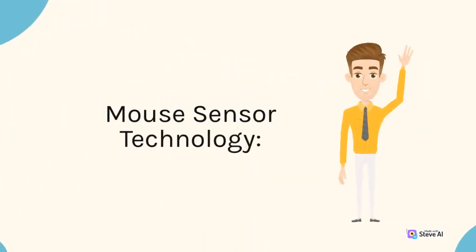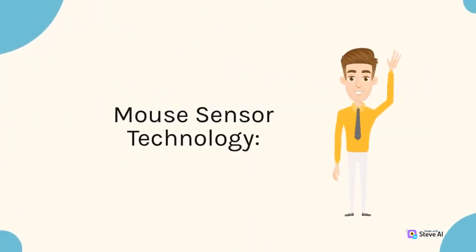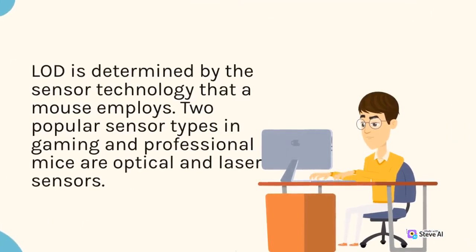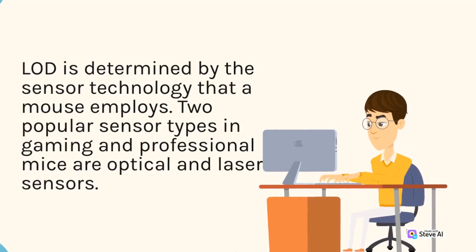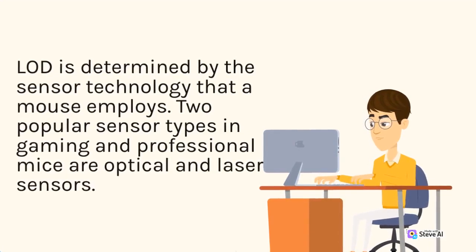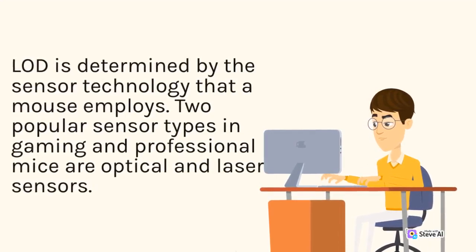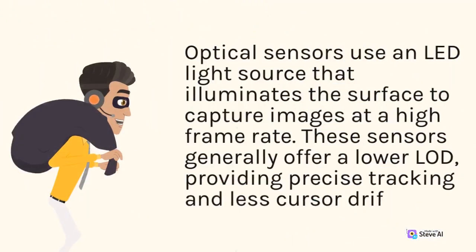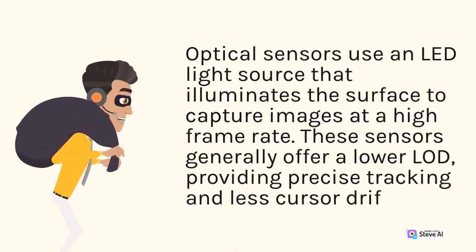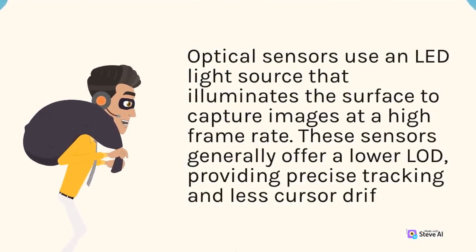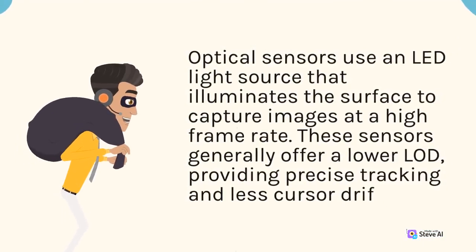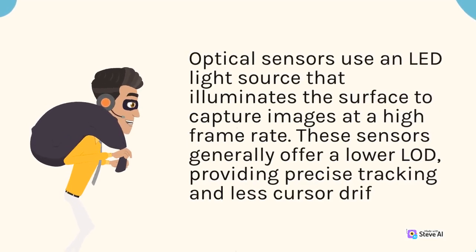Mouse sensor technology. LOD is determined by the sensor technology that a mouse employs. Two popular sensor types in gaming and professional mice are optical and laser sensors. Optical sensors use an LED light source that illuminates the surface to capture images at a high frame rate. These sensors generally offer a lower LOD, providing precise tracking and less cursor drift.